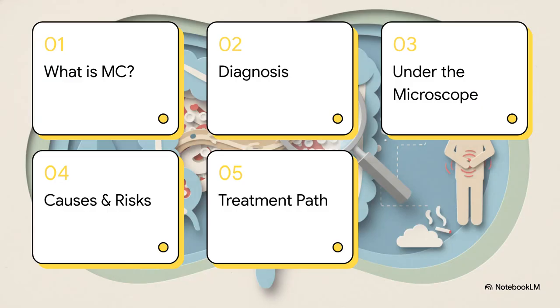All right, so here's our plan for today. Think of it as a roadmap. We're going to start with the absolute basics. What is microscopic colitis? Then we'll walk through how you get diagnosed, take a peek at what's happening on a cellular level, look at the potential causes, and then we'll wrap up with your treatment path.